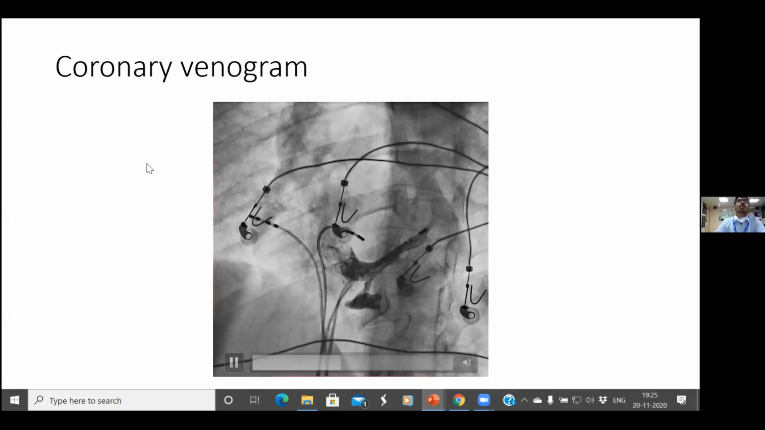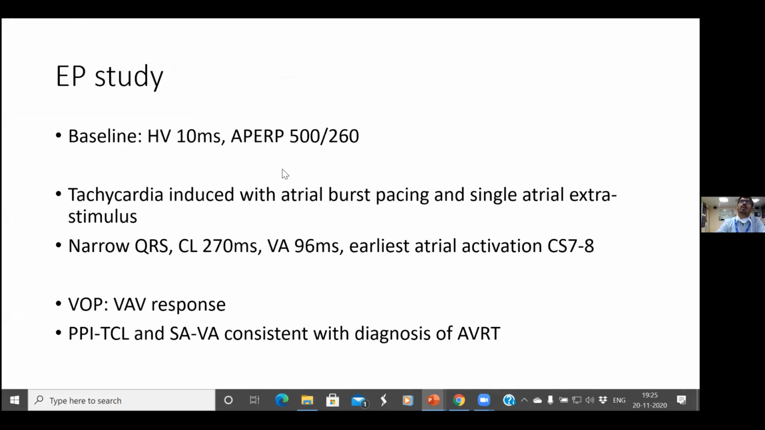In the EP study, the HV interval was short, and the effective refractory period of the accessory pathway was 260 milliseconds. Tachycardia was easily induced with atrial burst pacing, which was a narrow complex tachycardia with a short VA interval, and earliest atrial activation was seen in CS 7-8. There was a VAV response with ventricular overdrive pacing, and PPI minus TCL and STIM-to-A minus V-to-A were consistent with the diagnosis of AVRT. So after knowing the ECG finding, coronary venogram, and EP study finding, we did the mapping in the diverticulum.